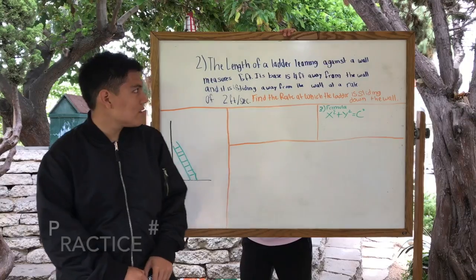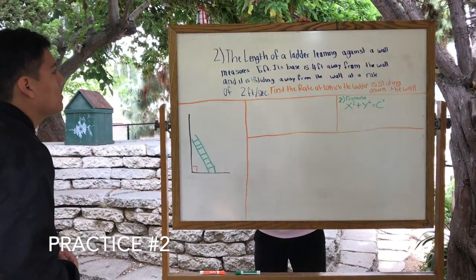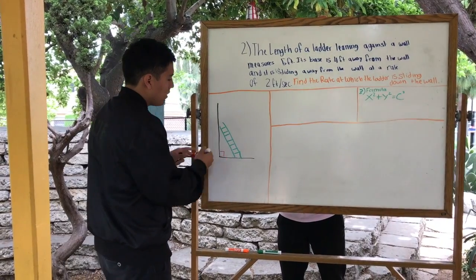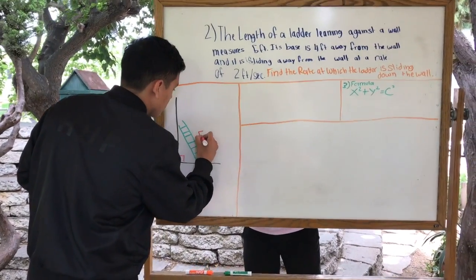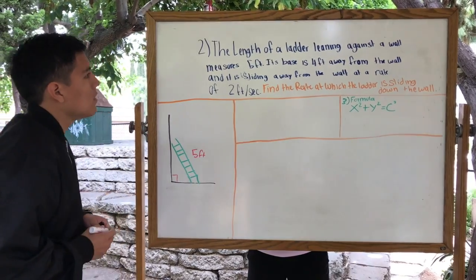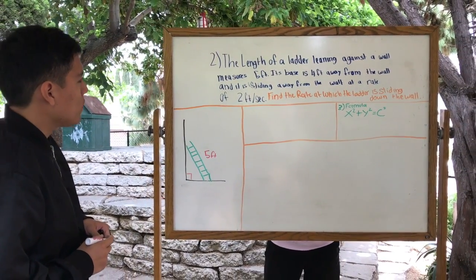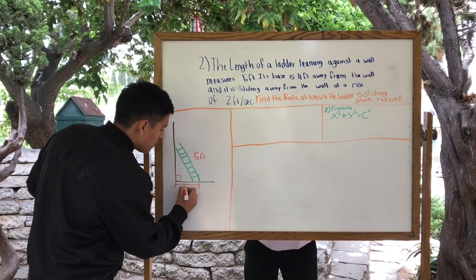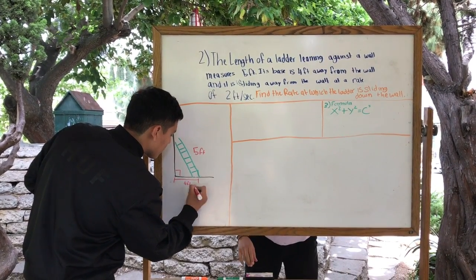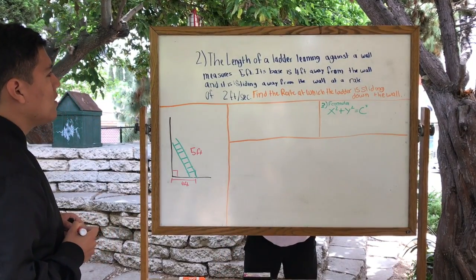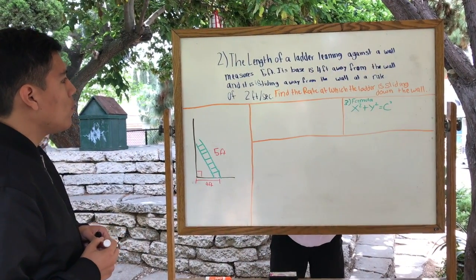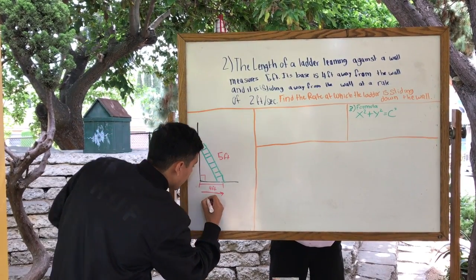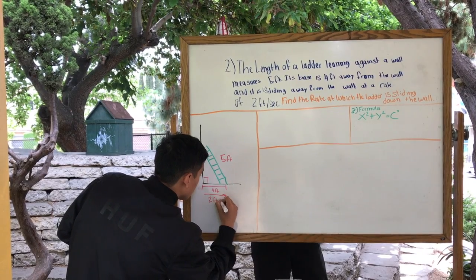Good. Alright, so for problem number 2 it states, the length of a ladder leaning against the wall measures 5 feet. So that means that this ladder right here is 5 feet. Its base is 4 feet away from the wall. This is its base, so this length is 4 feet. And it is sliding away from the wall at a rate of 2 feet per second. So that means it's going this way at 2 feet per second.